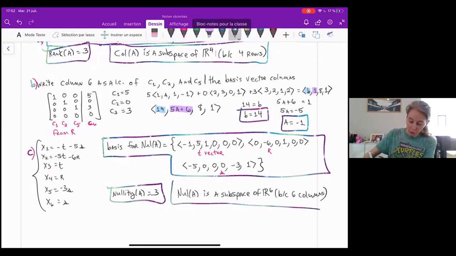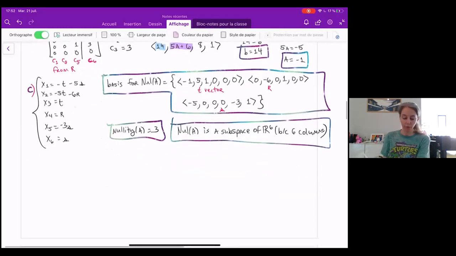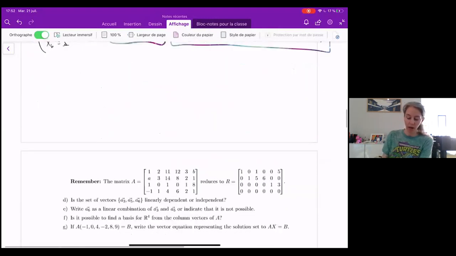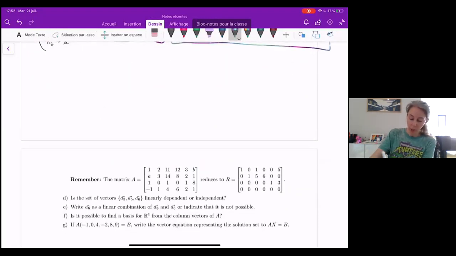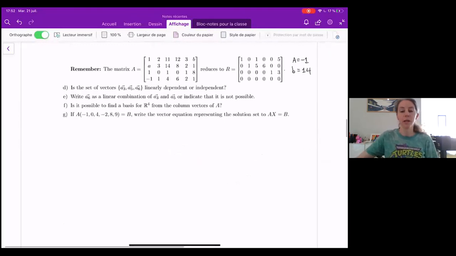All right, so we now have our basis for our column space and our basis for our null space, and we've solved for those unknowns. A was -1 and B was 14. And I'm just gonna remind myself of this down here. A is equal to -1 and B is equal to 14. By where we are reminded of the matrix with its row-reduced form.